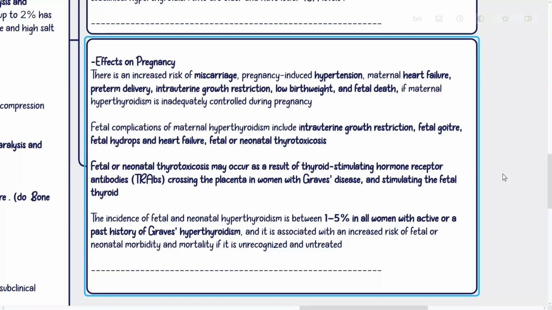The incidence of fetal and neonatal hyperthyroidism is between 1–5% in all women with active or a past history of Graves' hyperthyroidism, and it is associated with an increased risk of fetal or neonatal morbidity and mortality if it is unrecognized and untreated.